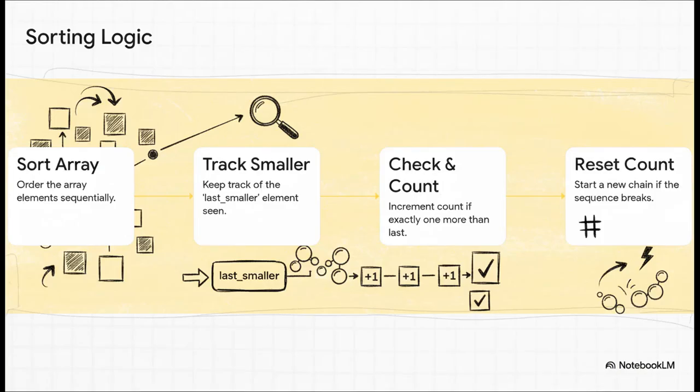So sorting actually clubs the consecutive numbers together. Suddenly, that messy array is neatly ordered. From there, it's just a simple iteration. You track a variable called last_smaller. If the element you're currently looking at is exactly 1 more than your last_smaller, boom, you increment your count. If it's the exact same number, a duplicate, you can safely ignore it. And if the sequence breaks, you just reset your count and start a brand new chain.